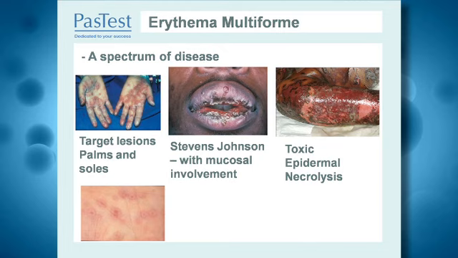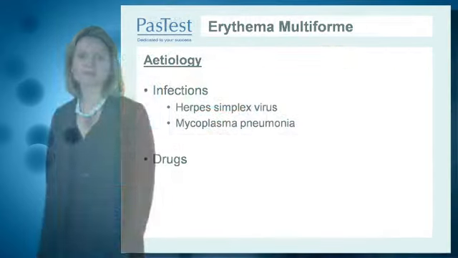The next picture, in the middle, is of Stevens-Johnson, and this is erythema multiforme with mucosal involvement, and you can see here that there is some crusting of the lips. And then finally on the right, the most serious of this spectrum of disease is toxic epidermal necrolysis, and this is when the whole epidermis of the skin sheets off and there's mucosal involvement.